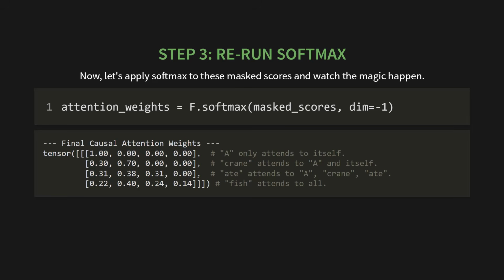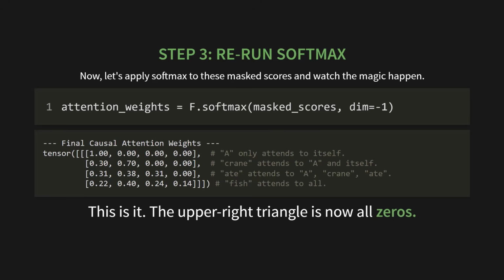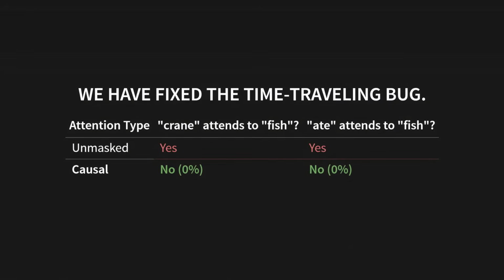Step 3. Rerun softmax. Now let's apply softmax to these masked scores and watch the magic happen. Attention matrix equals F.softmax of masked scores along the last dimension. And here are our final causal attention weights. This is it. The upper right triangle is now all zeros. "A" only attends to itself 100%. "Crane" attends to "a" and itself. "Ate" attends to "a", "crane", and "ate", and so on. We have fixed the time-traveling bug.